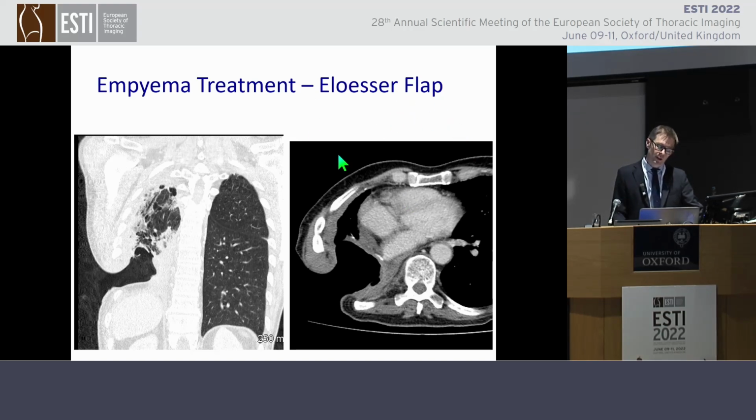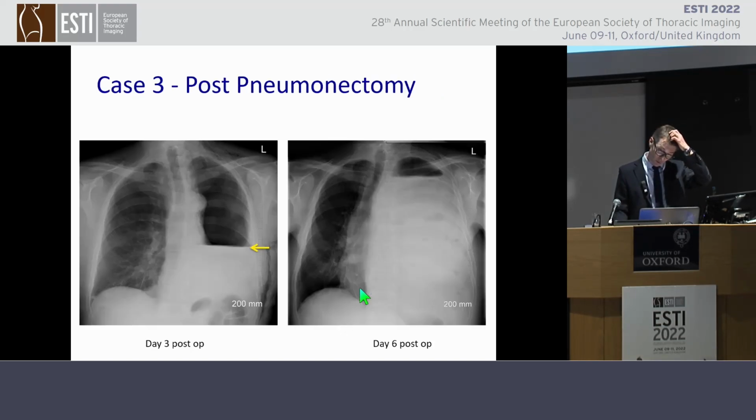And this is an Eloesser flap. We've probably done 2 of these over the last several years in our institution. And this is where you actually form a flap into the chest. So you remove a few ribs, and then you do a U-shaped flap which is rotated into the chest cavity to sterilize it. But you can see very significant morbidity associated with this and a very debilitating operation if it's required. So this is a case of a patient who had a pneumonectomy.